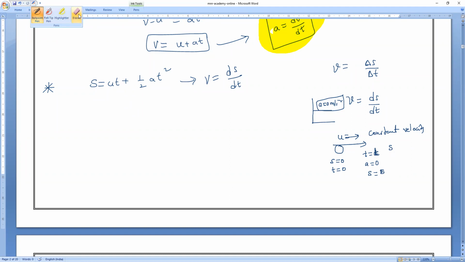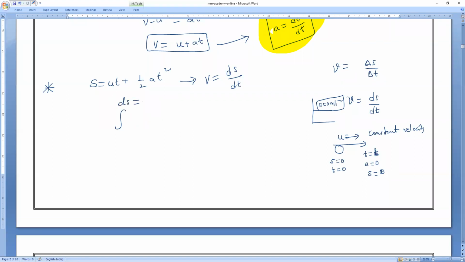Why is acceleration zero? Because the body is moving with what? Constant velocity. Velocity is constant means no change in velocity. No change in velocity means what? Acceleration is what? Zero.